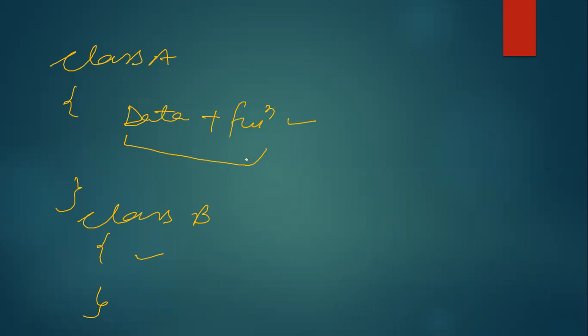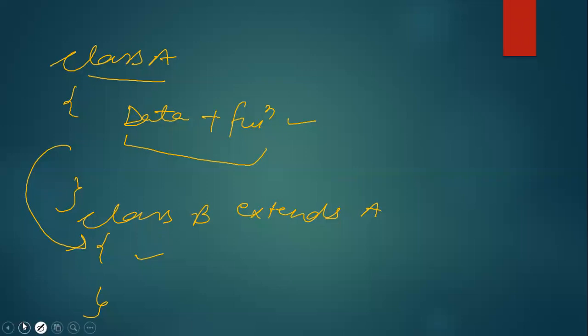Now inheritance is the process in which the data members and functions, which we also call the properties, of one class are linked and shared with another class, by extending the class. How do we extend? By writing the keyword extends A. Let us see the next principle.